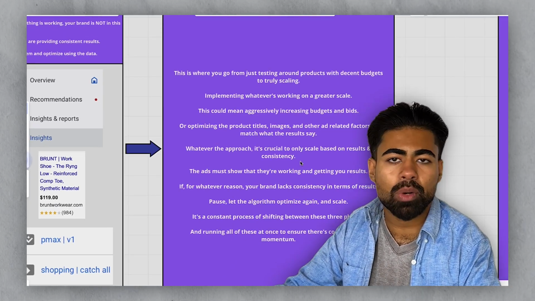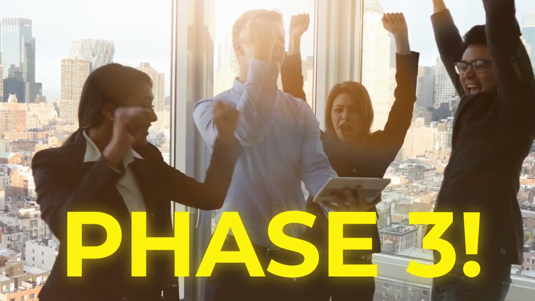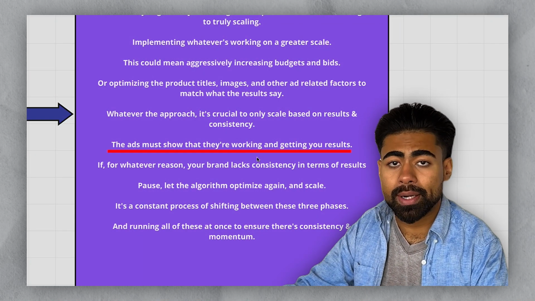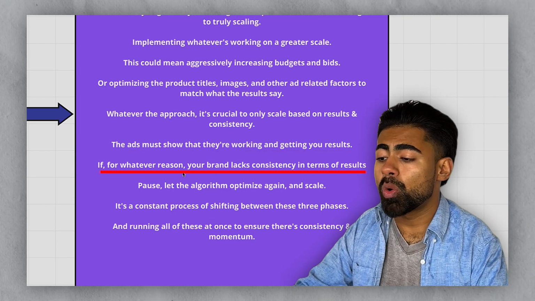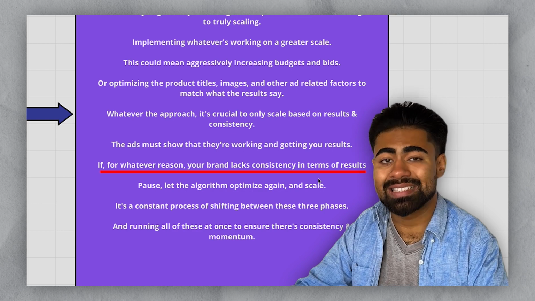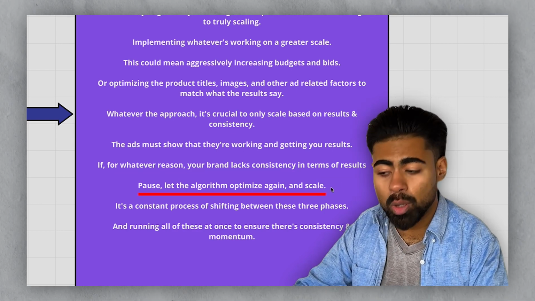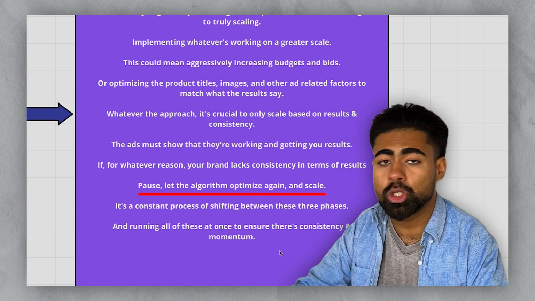And I know a lot of brands love to jump to phase 3. They overestimate their brand and think it's already in phase 3 when they're barely starting to go into phase 2 from phase 1. So you need to let the ads show that they're working and getting you results before you really start scaling. Because if your brand lacks consistency in terms of results, pause your scaling approach and let the algorithm and the campaigns optimize again before you try to scale again.